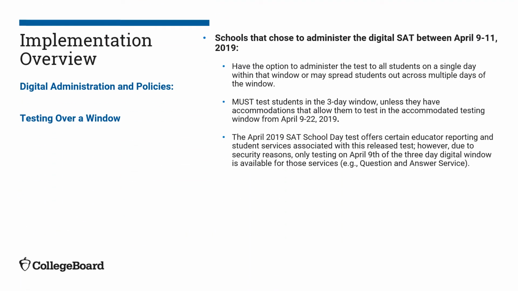Schools that choose to administer the digital SAT between April 9th through 11th, 2019, have the option to administer the test to all students on a single day within that window, or may spread students out across multiple days of the window. These schools must test students in the 3-day window unless they have accommodations that allow them to test in the accommodated testing window from April 9th through the 22nd, 2019.